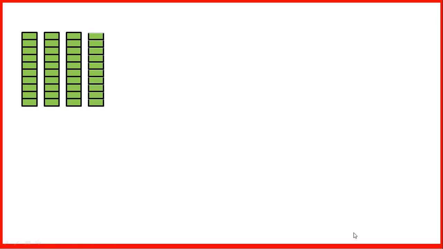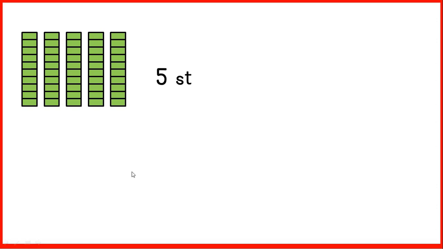One stack of 10, two stack of 10, three stack of 10, four stack of 10 and 5 stack of 10. Now there are 5 stack of 10. Okay, 1 ten, 2 tens, 3 tens, 4 tens and 5 tens. And you know 5 tens means 50. 5 tens equals to 50.